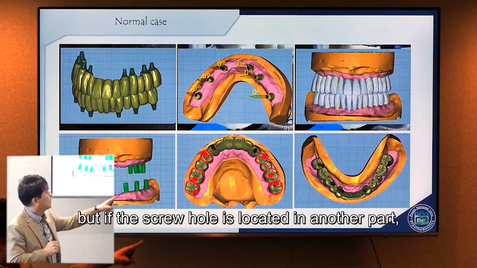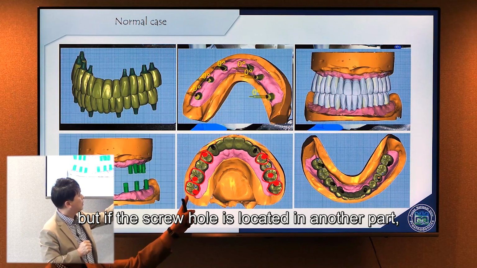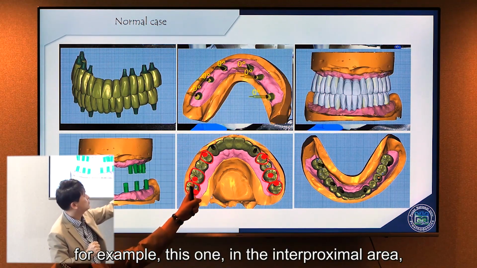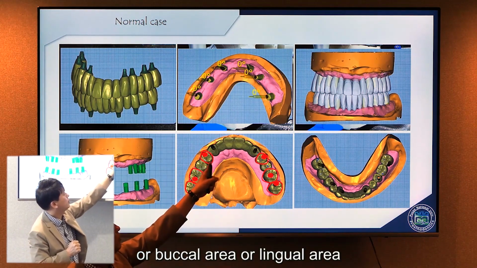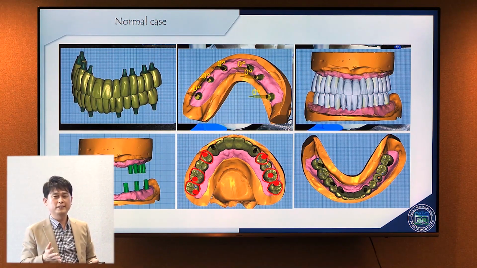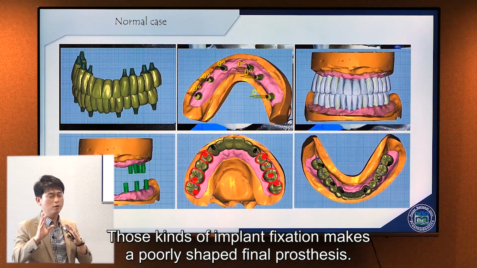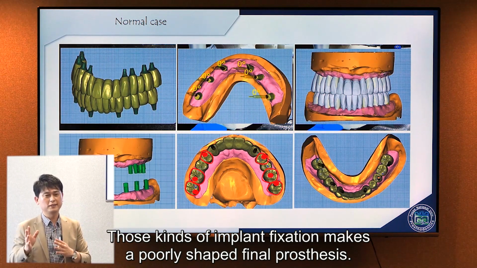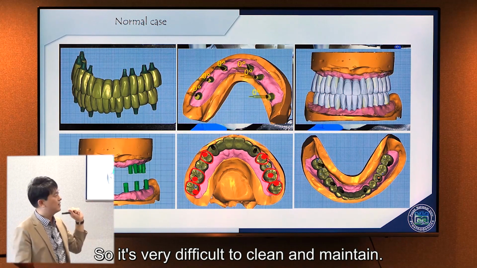But if the screw hole is located in another part, for example, this one, the interproximal area, or buccal area, or lingual area, at that time we cannot make the fixed prosthesis properly. So that kind of implant fixation makes a poorly shaped final prosthesis. So it's very difficult to clean, and then to maintain.